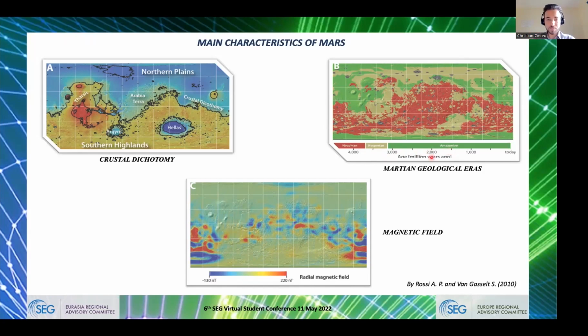Over here in figure C, we have the magnetic field. The magnetic field is an ancient one. It probably goes back to the Noachian era, and it's a radial magnetic field. In fact, we have this data thanks to the data collected by the spectrometer, thanks to the presence of ferric minerals on the surface. Here we see all the magnetic anomalies.